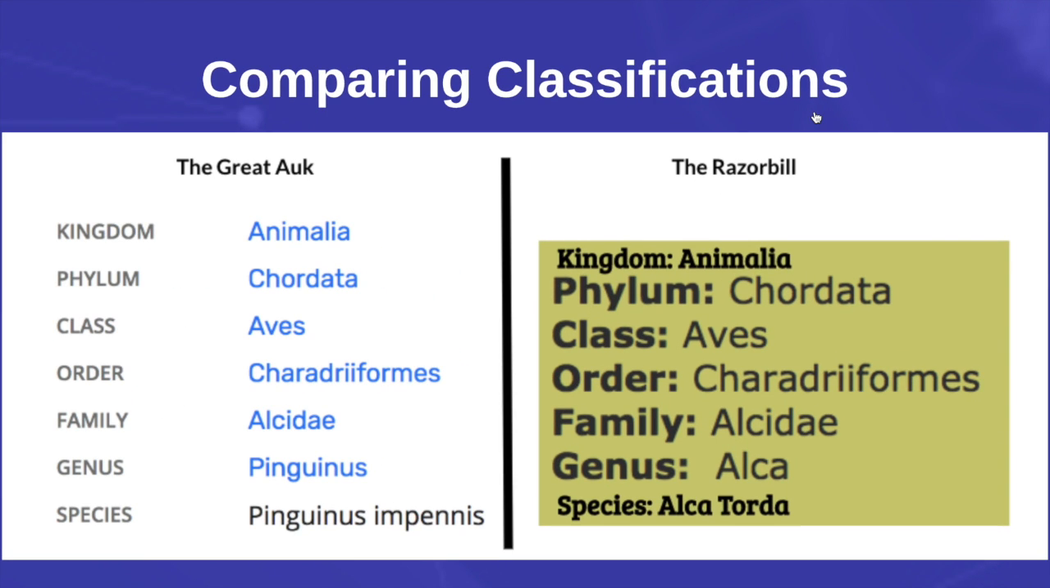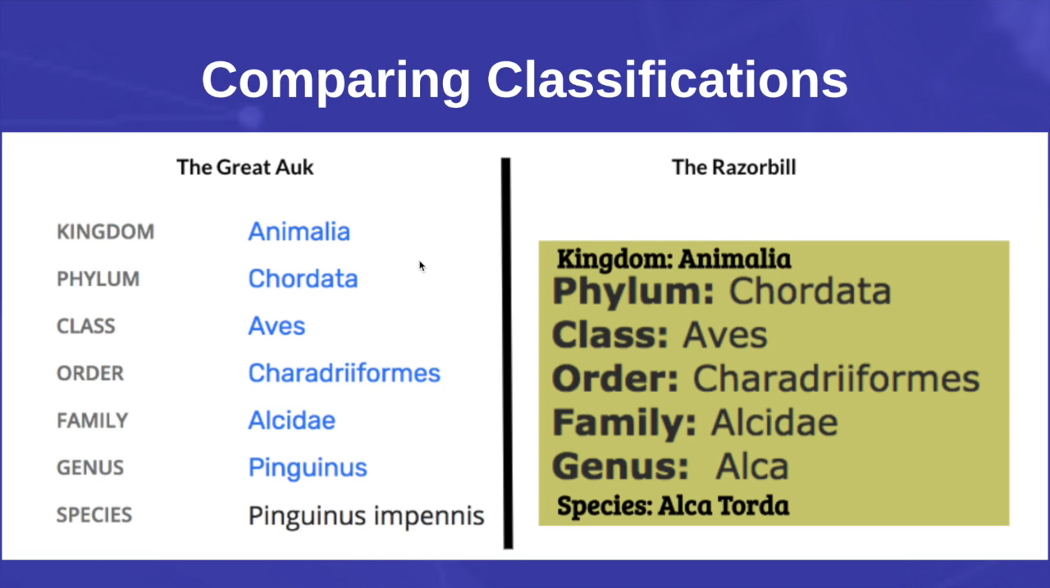First, I compared both of their classifications. So they're of course both of the Animalia kingdom. Their phylums are both Chordata. They're both part of the Aves class. Both of their orders are Charadriiformes. They're both part of the Alcidae family, but they're part of different genuses. The great auk is part of the Pinguinus genus, and the razorbill is part of the Alca genus.